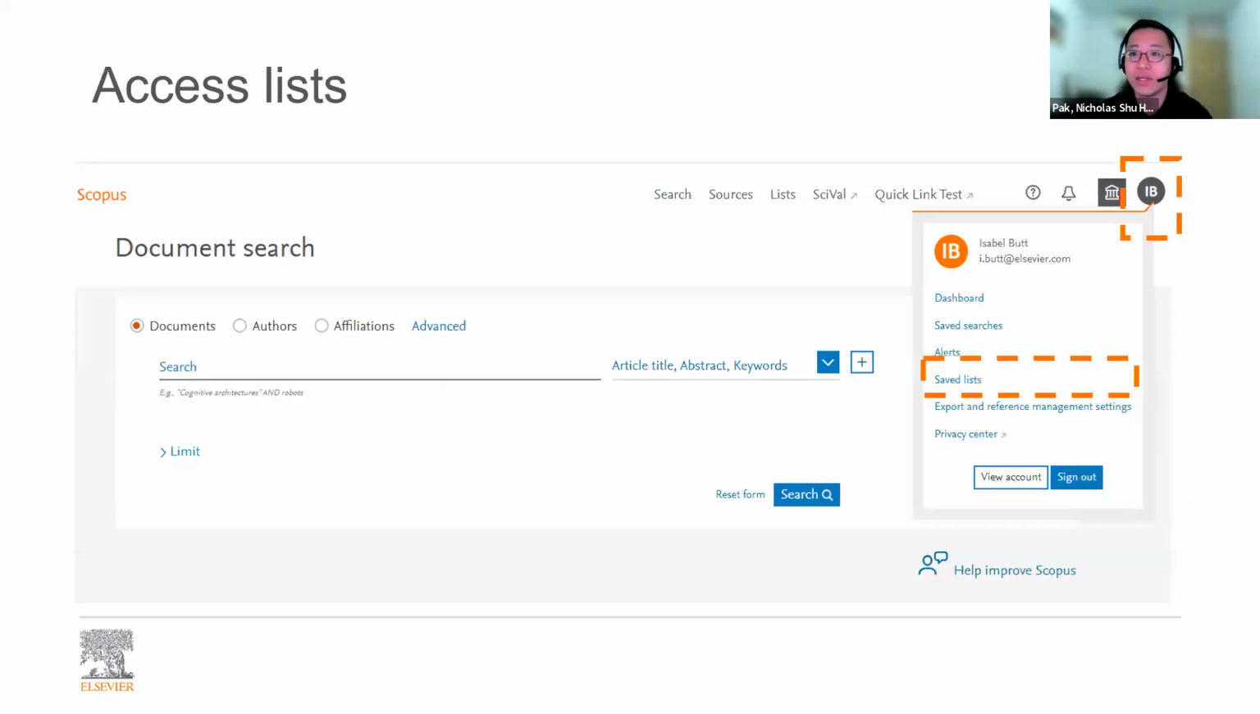When you want to access your list, it's very straightforward. Simply go towards the user profile on the top right corner, select the drop-down menu, and select Save List, right?